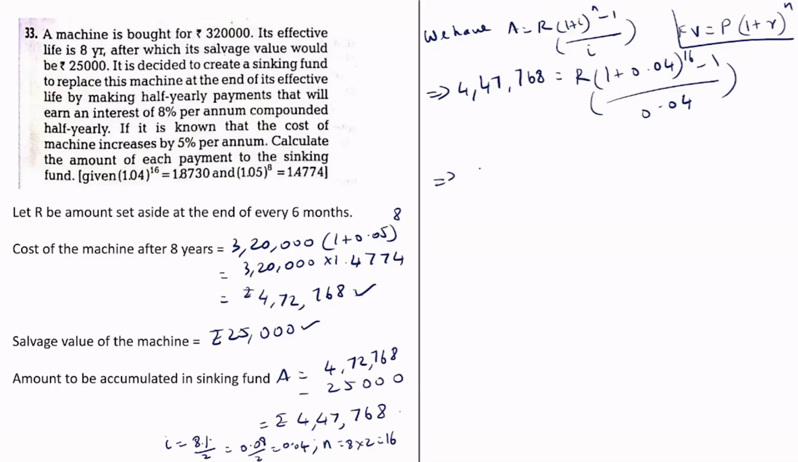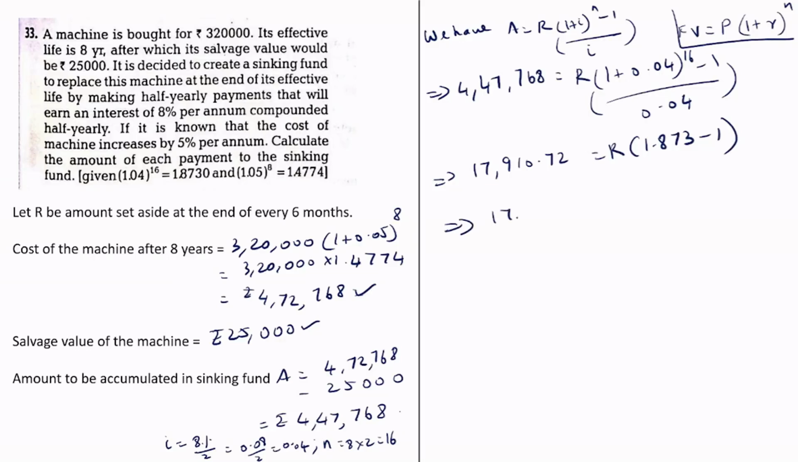Now, when we cross multiply 4,47,768 into 0.04, we get 17,910.72. This is equal to R into 1.04 whole raised to 16. The value is 1.873. 1.873 minus 1.